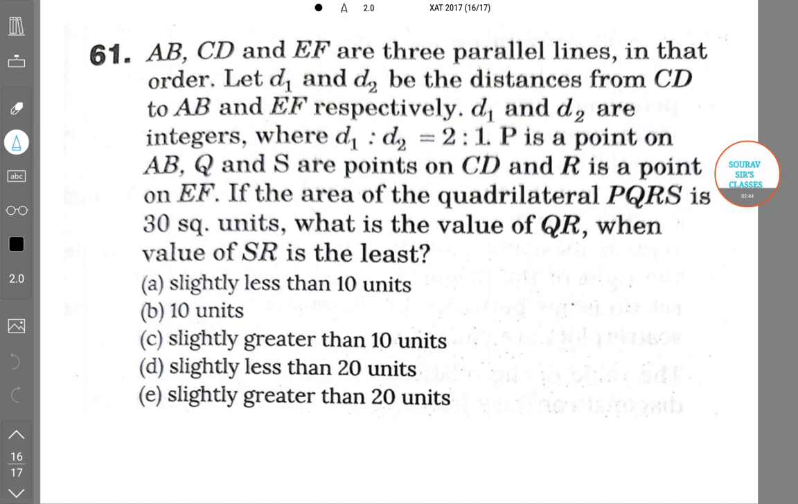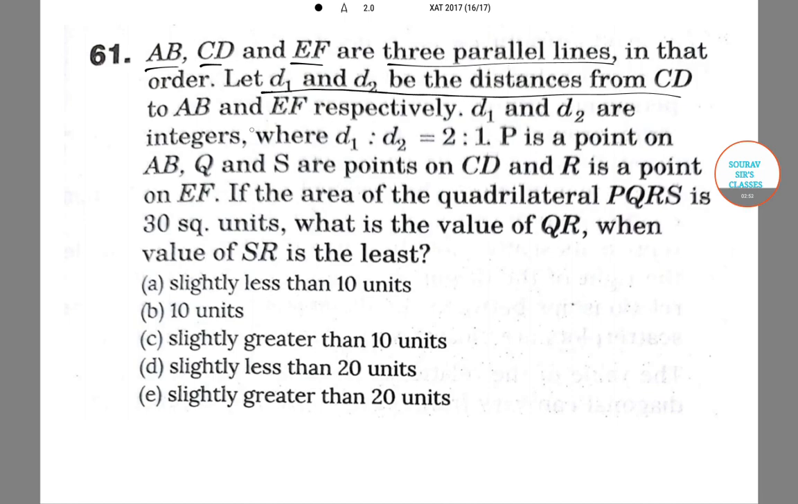The next question is, A, B, C, D and E, F are 3 parallel lines in that order. Let D1 and D2 be the distances from CD to AB and EF respectively. D1 and D2 are integers where D1 is to D2 is equal to 2 is to 1. P is a point on AB, Q and S are points on CD and R is a point on EF. If the area of quadrilateral PQRS is 30 square units, what is the value of QR when the value of SR is the least? So let us draw the diagram first.